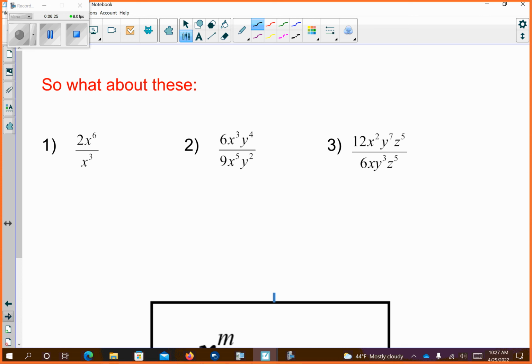All right, so problem number 1. Let's just talk about the exponents right now as they sit. Tug of war with the x's. Who wins, top or bottom? Top by how many? 3. And then the 2 just comes along for the ride. There's nothing to reduce. It's done.